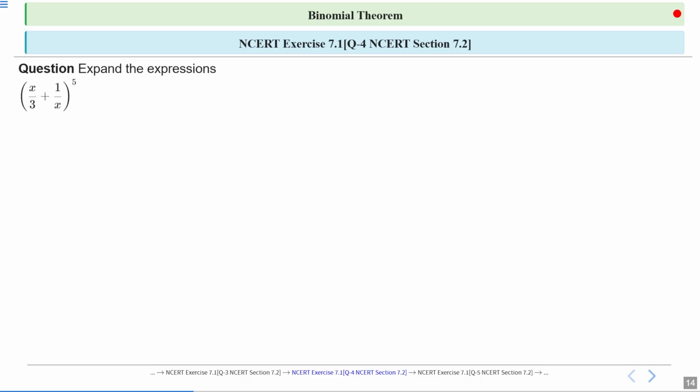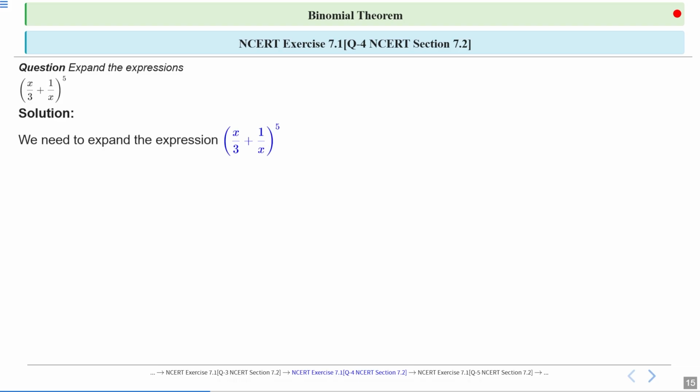So we have to expand the expression (x/3 + 1/6)^5. The expression we have is (x/3 + 1/6) raised to the 5, and we have to expand this expression.